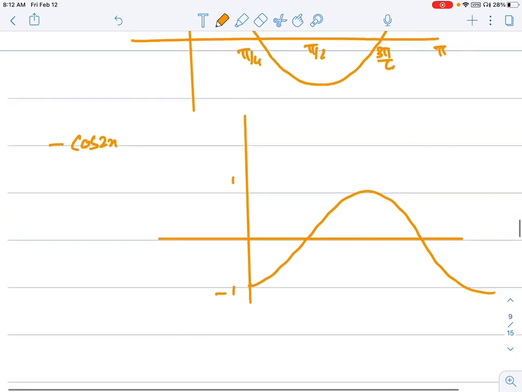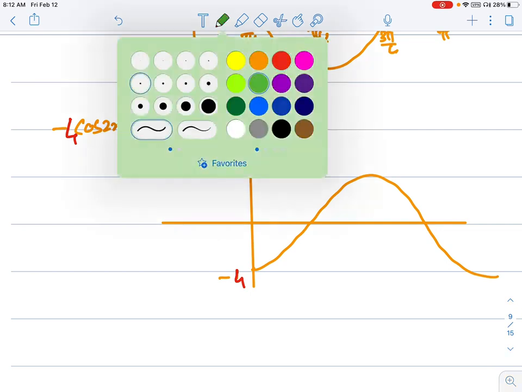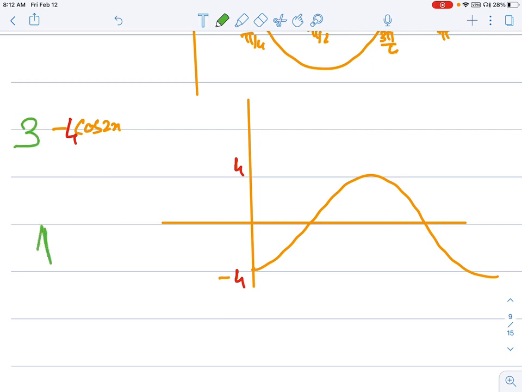Now this is minus cos 2x, so I want minus 4 cos 2x this time. That is step 4. So minus 4. So what will happen? This will remain the same, 4 and minus 4. Now next I want 3 minus 4 cos 2x. So this entire graph moves 3 units. So this becomes minus 1, this becomes 7. That's it. So you can see the same graph. So just keep on changing the values. So that will be step 4, 3 minus 4 cos 2x.